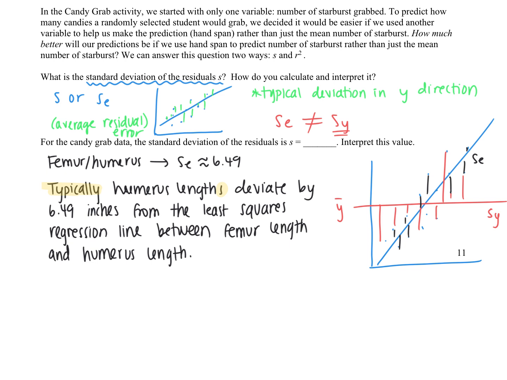Questions on that? Have we talked about humerus lengths instead of femur lengths? For the interpretation? Yeah, we were talking about humerus because humerus was the y direction. So this was going back to data that we did earlier in the notes. That was our y value. So we're always looking at the residual in this case, the difference in the actual and predicted y values.